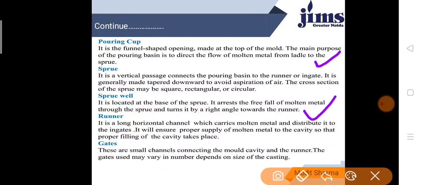Next is the sprue well. It is located at the base of the sprue. It arrests the free fall of molten metal through the sprue.